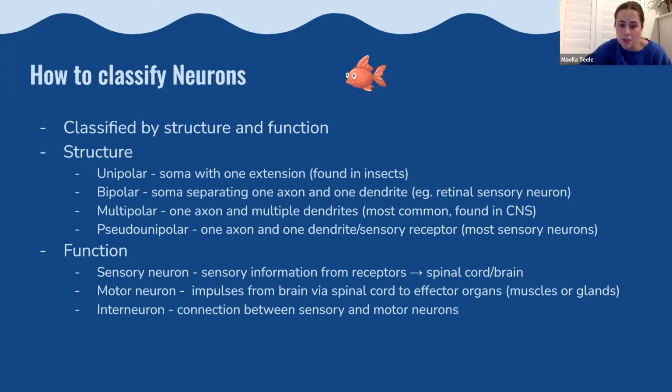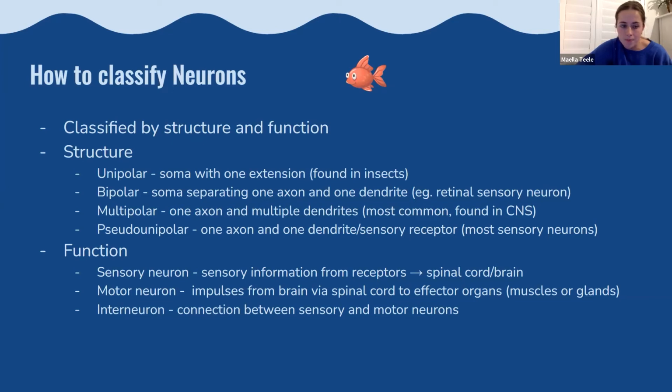Bipolar is just a soma, one axon and one dendrite. Multipolar, you've got one axon and multiple dendrites, so you find that in your central nervous system. And then pseudo-unipolar, which is one axon and one dendrite, or one sensory receptor. Most sensory nerves are made of this.